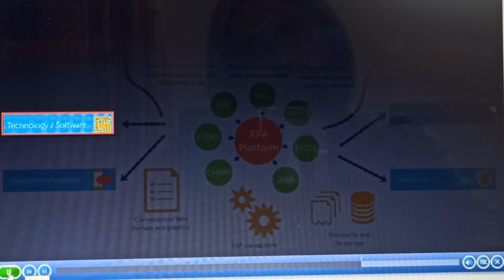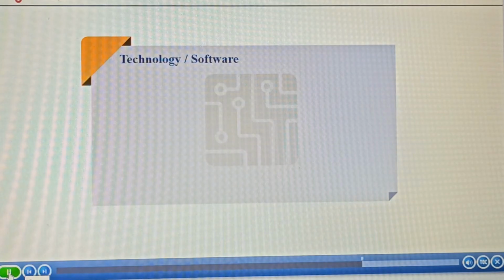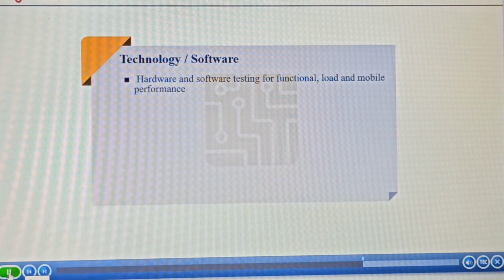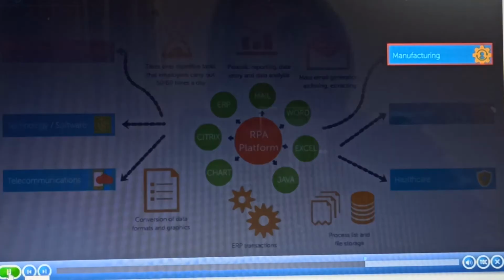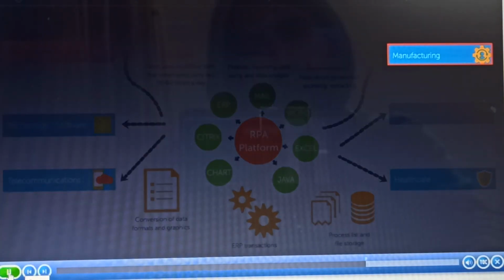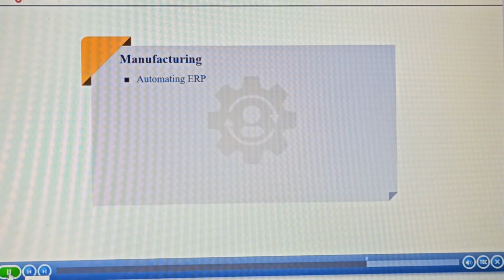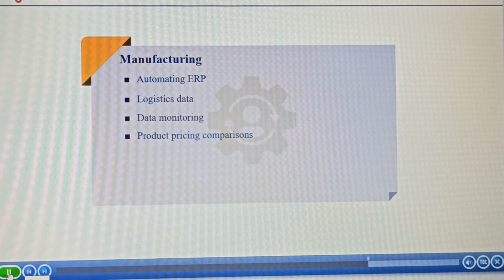In the technology or software industry, RPA is being used in hardware and software testing for functional, load, and mobile performance, as well as application integration. Processes that are benefiting from RPA in the manufacturing domain include ERP, logistics data, data monitoring, and product pricing comparisons.